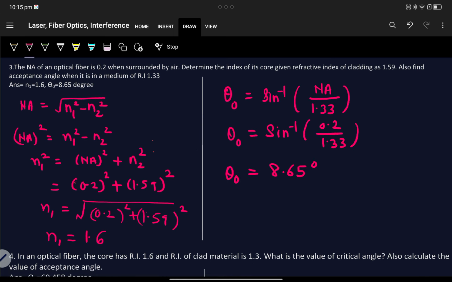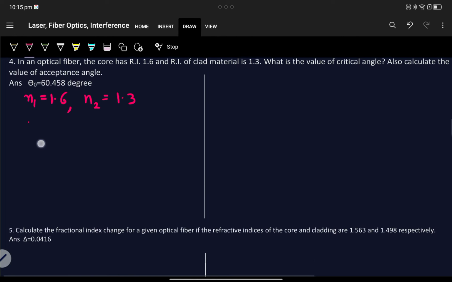We have given numerical aperture 0.2, and the fiber is surrounded by air. So if it is air, we'll take the surrounding refractive index N0 as 1, which is the refractive index of air. Now when we substitute, we'll get the value of N1 as 1.6, and we'll use the formula of acceptance angle, sin inverse of numerical aperture. Now it has been given that the medium is of refractive index 1.33, so we need to divide it by 1.33, and the acceptance angle comes out to be 8.65. Let's move towards the next question.